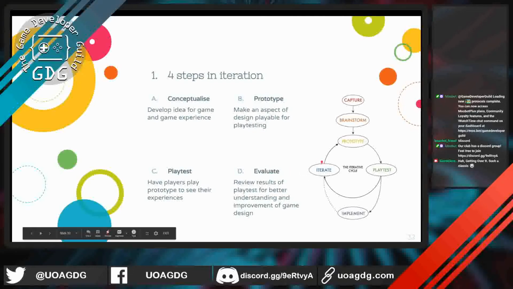You evaluate, in this case it's iterate in this circle. You review the results for better understanding and improvement of game design. Now as you see, it's actually a circle here. In this cycle, evaluate includes conceptualize and evaluate. But these 4 can be seen as a circle, or you can see it this way. Both ways work. The key thing is that it's a circle and that you continuously improve the game.